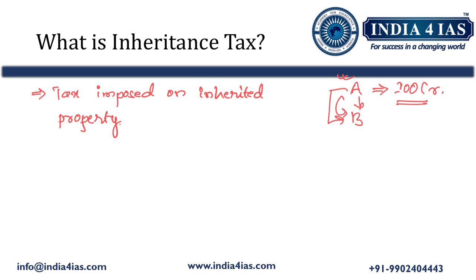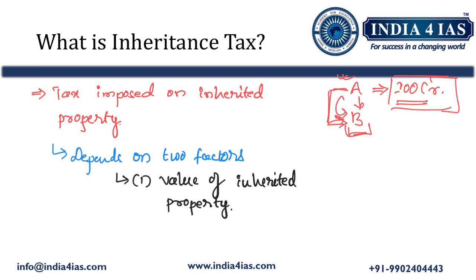This tax is imposed because the property is inherited by the son, that is person B, from A. Because of this nature of inheritance, this tax is imposed, and the tax is solely based on the value of the wealth that is being inherited. If it is 100 crore, it depends on the value. If it is 1000 crore, then the tax also depends on the value, so it varies for 1000 crore also. So that is the inheritance tax.